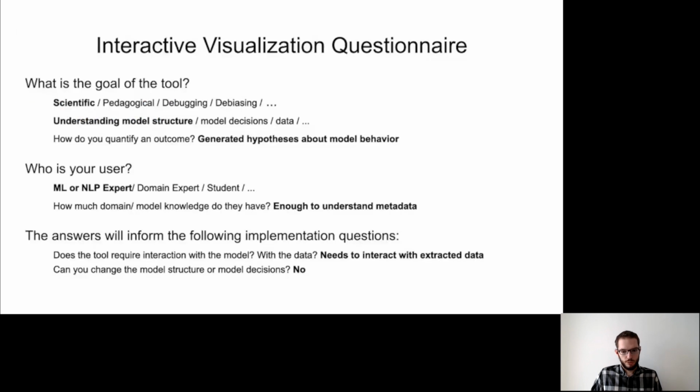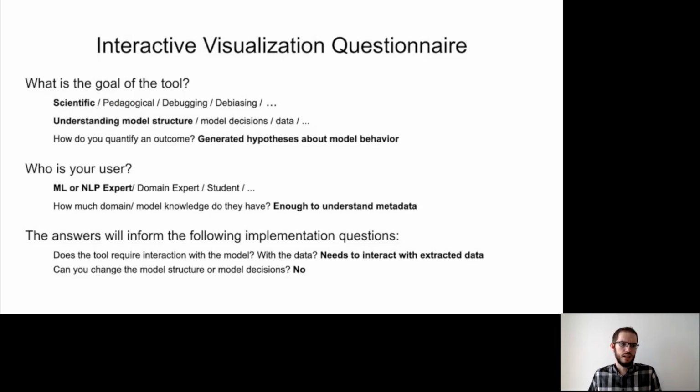Now, our first question is whether this visualization scales and whether we can apply it to the same kind of problem in interaction. And to do so, let's go through our interactive visualization questionnaire. We have, as goal of the tool, a purely scientific purpose. We want to understand the model, and specifically want to understand the model structure. And we can quantify an outcome through the number of generated hypotheses about the model behavior or the model structure.